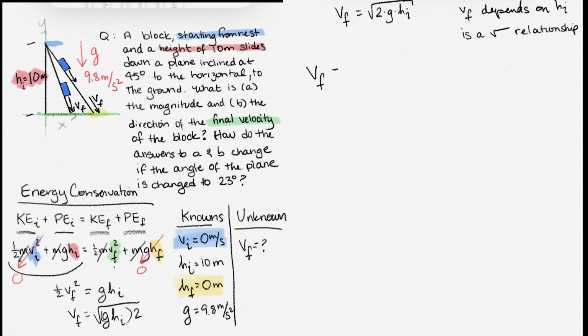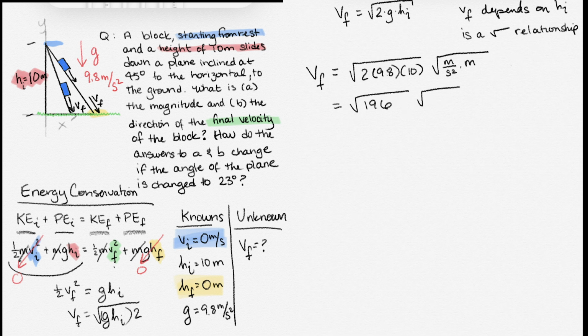So V sub F equals the square root of 2 times 9.8 times 10. And the units: 2 has no units, but gravity has units of meters per second squared. The height has just units of meters. Multiplying this through, we have the square root of 196 and the square root of meters squared per second squared, which equals 14 meters per second. That's great. Again, these are the correct units for velocity, and we have a magnitude. So we've answered part A of the problem.